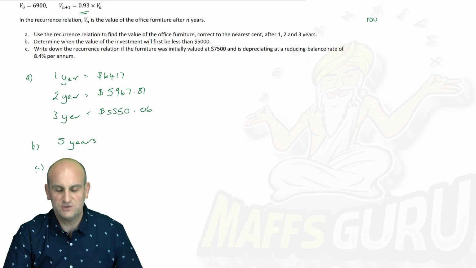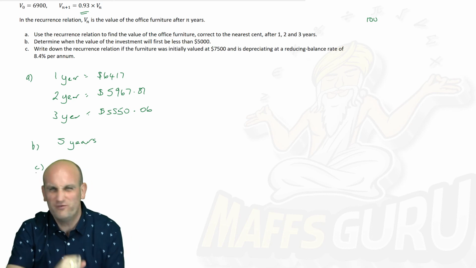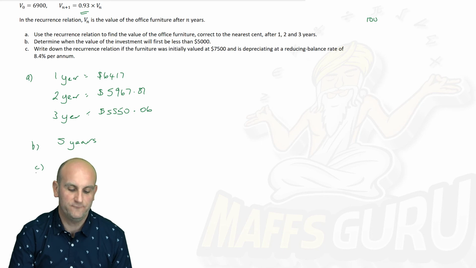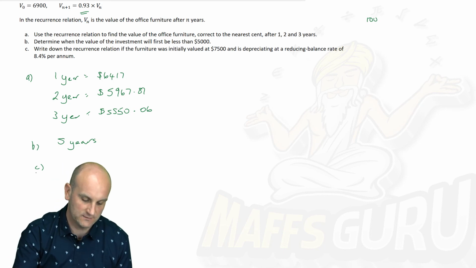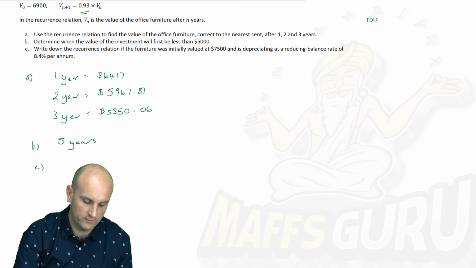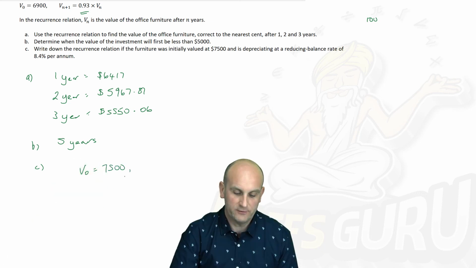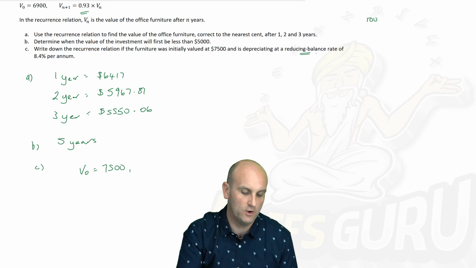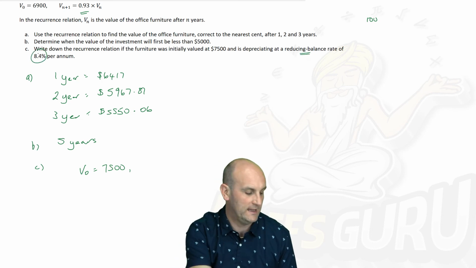Write down the recurrence relation. Do you see what's going on here? Very formulaic, all very repetitive. Write down the recurrence relation if the furniture was initially valued at $7,500. So V0 is 7,500, comma, at a reducing balance rate, reducing, going down, thank you very much, of 8.4% per annum.